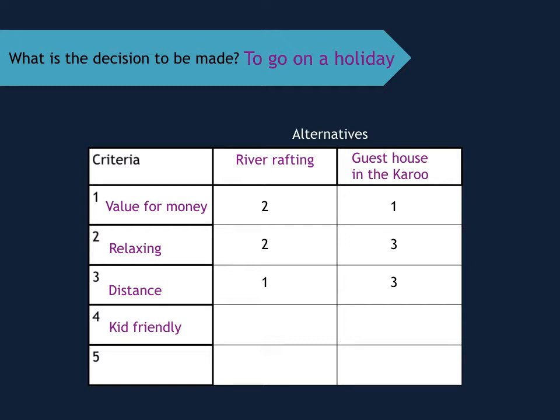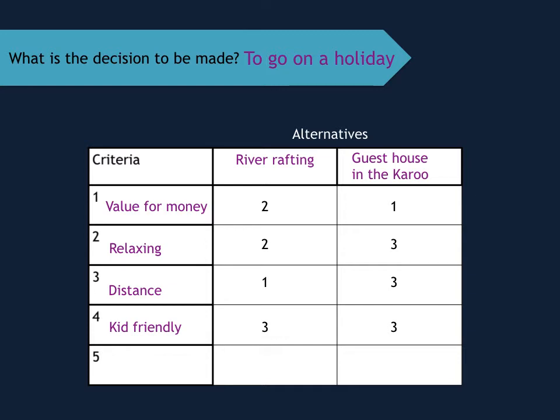And then, of course, kid-friendly. Well, river rafting, the kids are going to love it. You know they're going to love it. You know they like being outdoors. They like having fun. You know there are going to be no electronics because you're sitting on the water. So it's very kid-friendly, definitely river rafting. And the guest house in the Karoo, there is so much going on at the farm that your kids are going to be entertained all the time. So both of those get a 3.